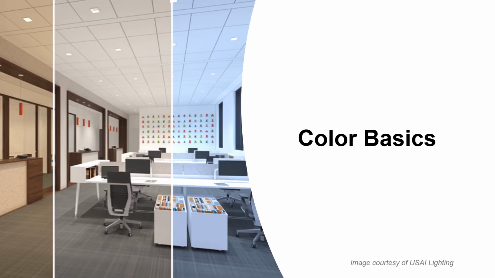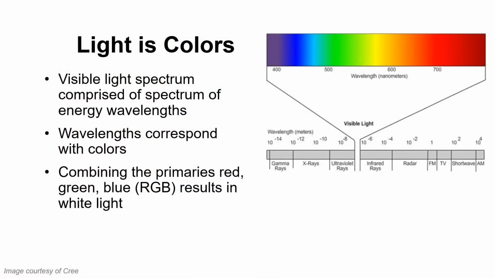To understand exactly what it is that tunable white lighting does, it's important to take a quick dive into some fundamentals of light and color. The visible light spectrum is comprised of wavelengths corresponding with different colors. The primary colors are red, green, and blue, which lighting folks abbreviate as RGB. Combined, these wavelengths form white light and the basis of color perception.